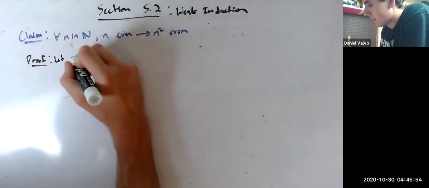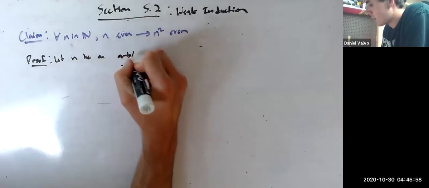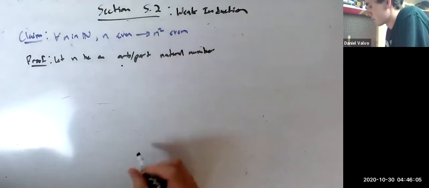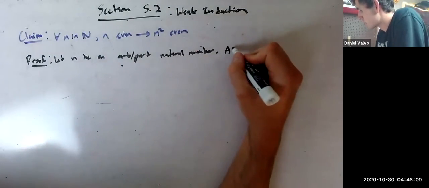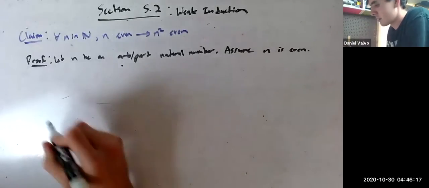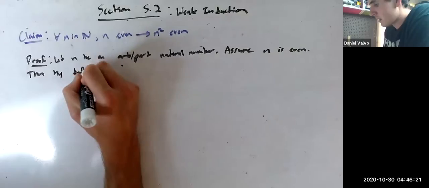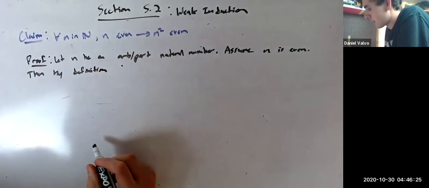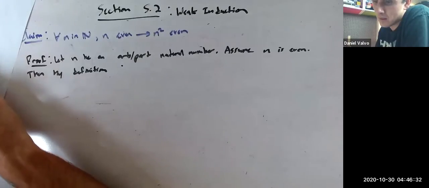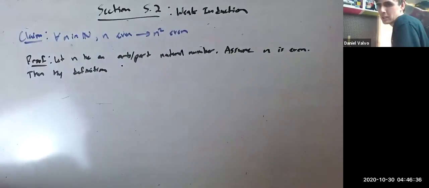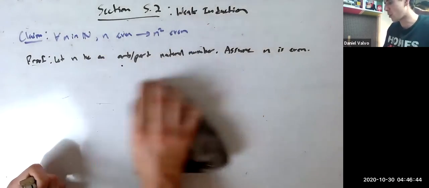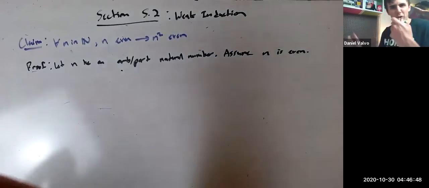It goes like this. You say, let n be an arbitrary but particular natural number, and then you assume the hypothesis. Assume n is even. Then by definition, actually, let's write it like this. I'm going to write it in a form that uses all the same words, but it's going to look different. It's not how you should actually write things in your homework. This is just for us to think about it right now.